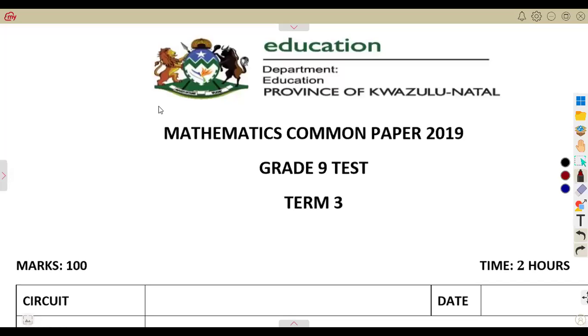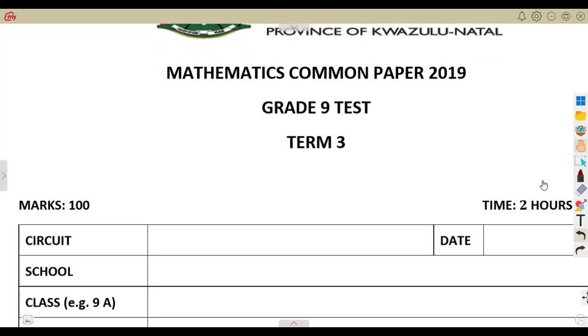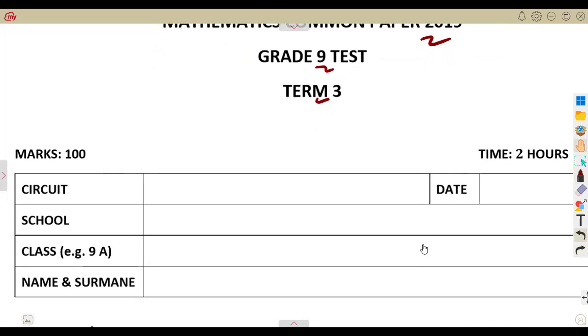All right. So in this case, I want us to consider our typical exam revision as we prepare for our tests that are ahead. This is a typical exam question that we can see, which is a grade 9 test, term 3, for the paper of 2019. So that was a 2 hours paper.